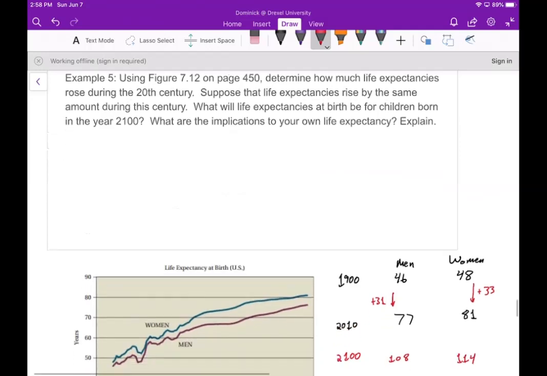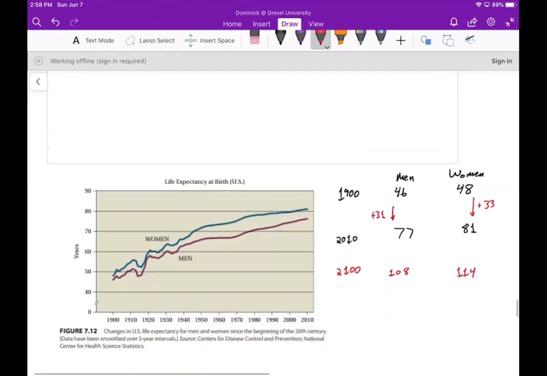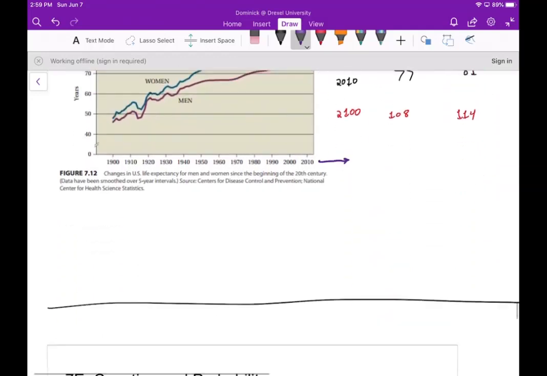Okay, so the implications for your own life expectancy, right? So as we continue to get further and further in the future, we can expect this to go up. So what does that mean towards your own life expectancy? Well, if you were to look at your life expectancy now, if you were to live another 20 years, your life expectancy would probably be bigger, right? That's exactly what this is saying.